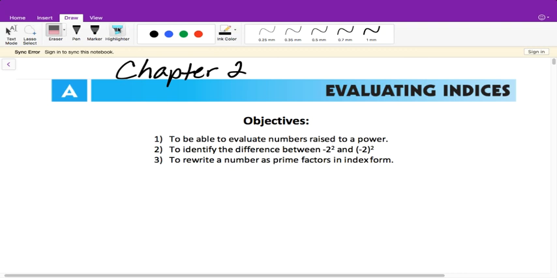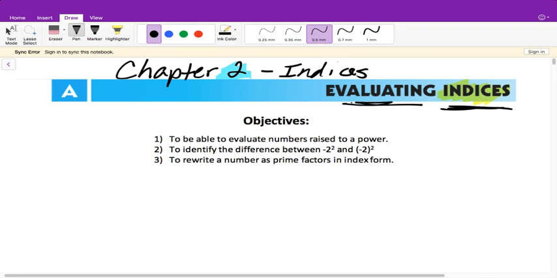All right, so now we're moving on to chapter 2, and we're now going to talk about evaluating indices. Chapter 2 is called Indices, and you need to know what it means when I say indices, and that means something being raised to a power. Our first section we're going to focus on is just evaluating them, which means what will they be equal to if we have a number raised to a power, such as 2 to the third power.